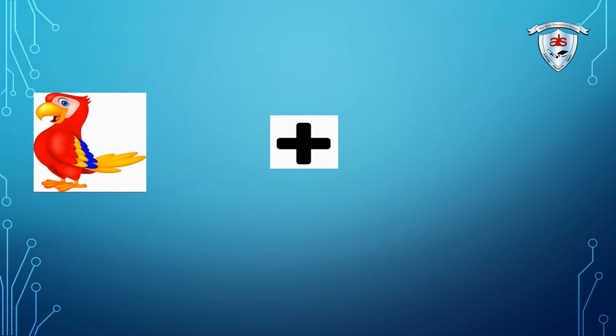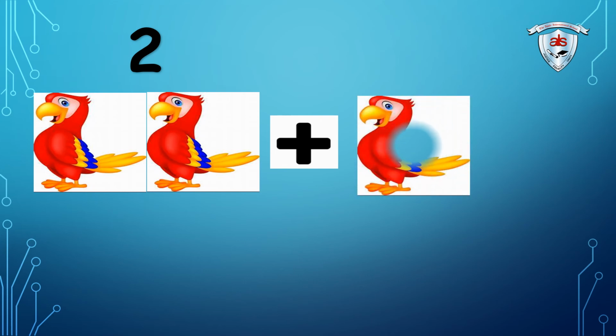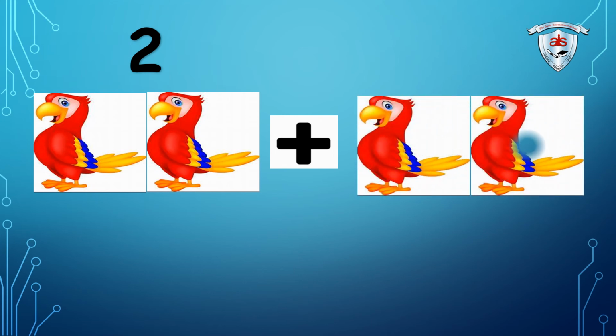Okay, we have a bird here. So 1 bird, 2 birds. So we have 2 birds in this group and let's find out how many birds we have in another group. 1, 2. Okay, so we have 2 in this group and 2 in another group.